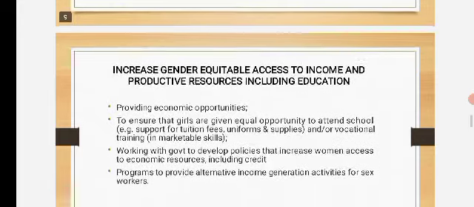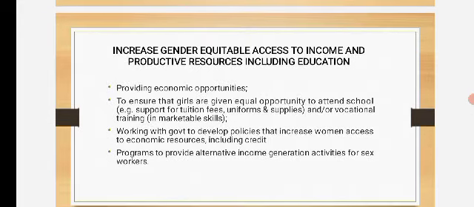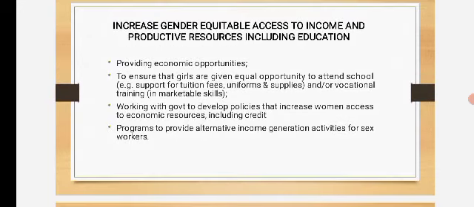We have number one, providing economic opportunities. Number two, ensure that girls are given equal opportunities to attend school, increase support for tuition fees, uniforms, and supplies, and or vocational training in marketable skills. Next point, working with government to develop policies that increase women's access to economic resources, including credit. Programs to provide alternative income generation activities for sex workers.